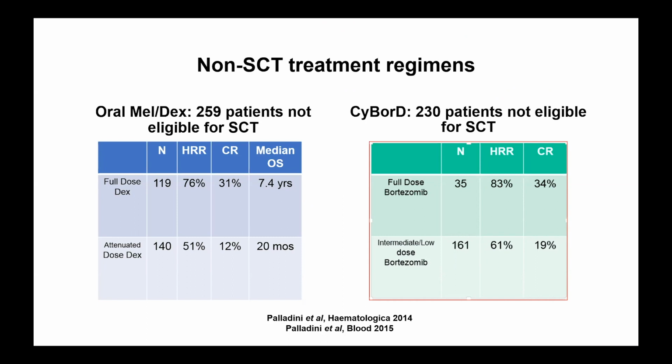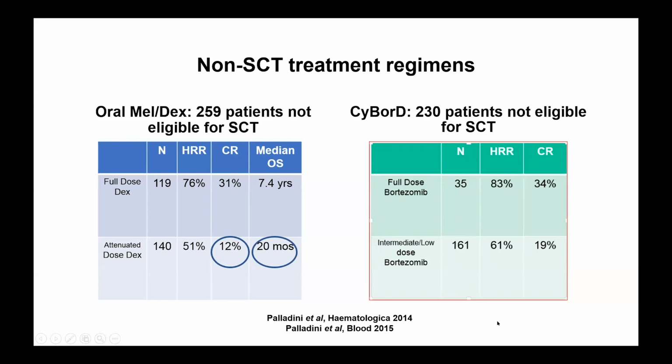Two large papers published from the University of Pavia, the Italian group, are listed over here. 259 patients who were not eligible to receive stem cell transplantation received oral melphalan and dexamethasone for AL amyloidosis. When an attenuated dose of dexamethasone was used, which is a 20 milligram weekly dose, commonly used in the United States of America, the complete hematologic response was 12% and the median overall survival was 20 months.